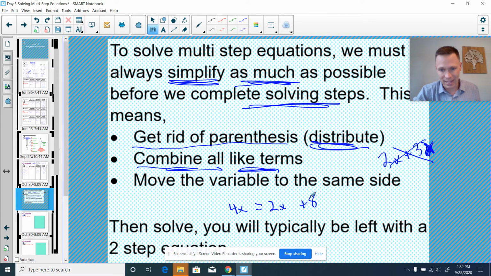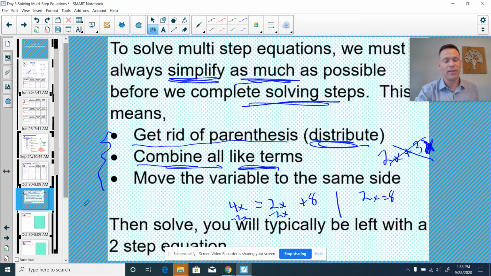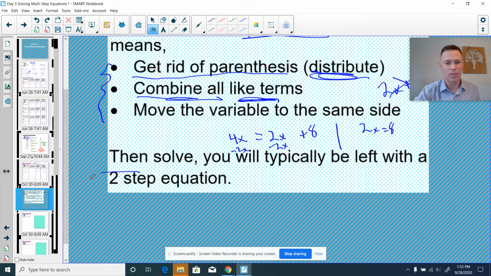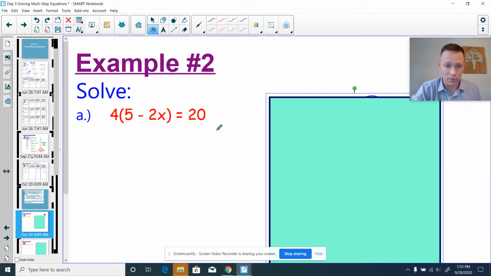2x is being added to 8, so I have to subtract 2x to the other side, and that would leave me with 2x is equal to 8, and I would work that out from there. When we're done doing all of these things, typically we'll have a two-step equation, which is awesome because we spent last class going over two-step equations. Let's take a look at some examples.